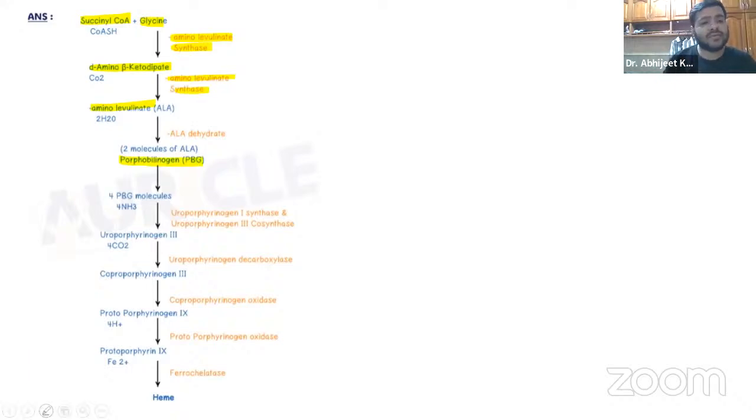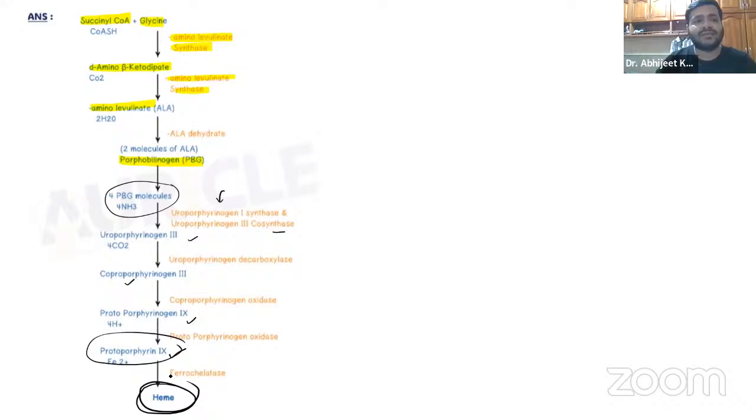And remember, guys, these porphobilinogen molecules will now undergo a conformational change with the help of the enzymes uroporphyrinogen 1 synthase and uroporphyrinogen 3 cosynthase. And that is what they will form, uroporphyrinogen 3. Apart from that, they will form coproporphyrinogen 3, protoporphyrin 9, and from protoporphyrin 9, what is formed? That is something called the heme.